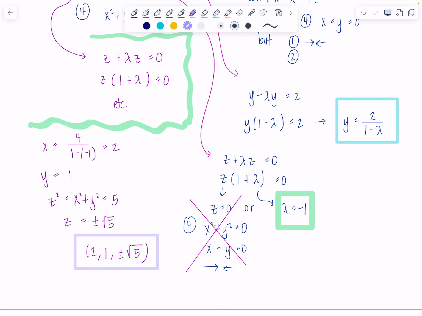Oh, yeah, Oliver. Using case 3, when you divide by z, you have to check for z equals 0, right? Right. But z equals 0 implies x and y have to be 0 from equation 4, which contradicts equations 1 and 2.